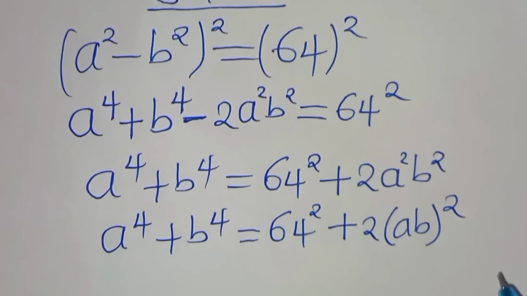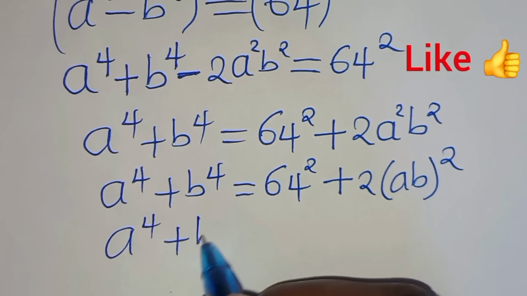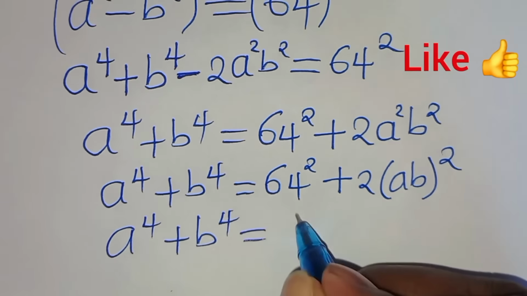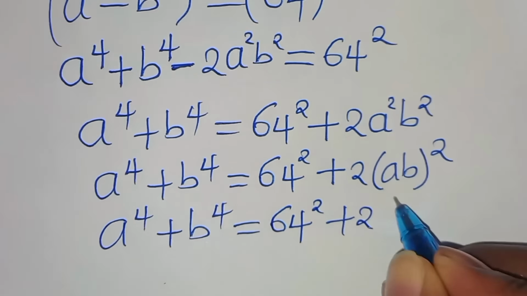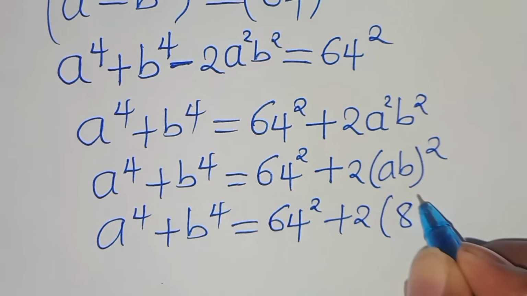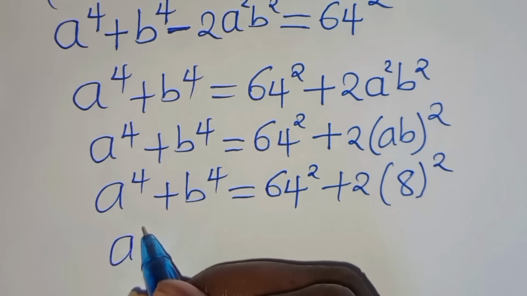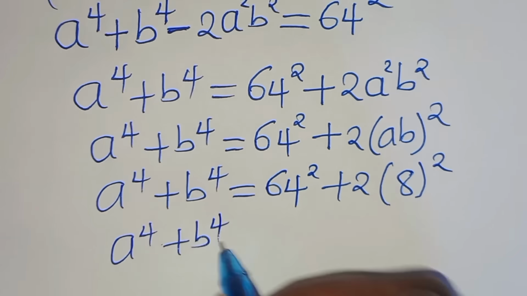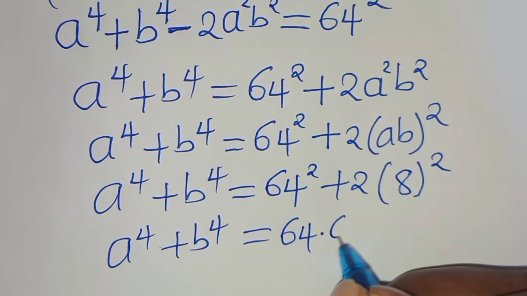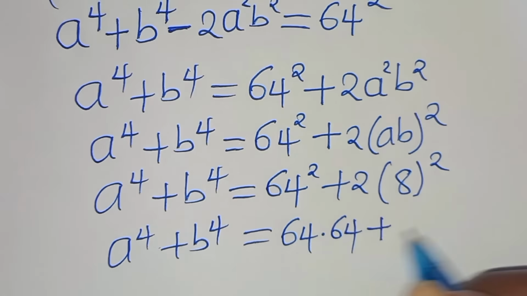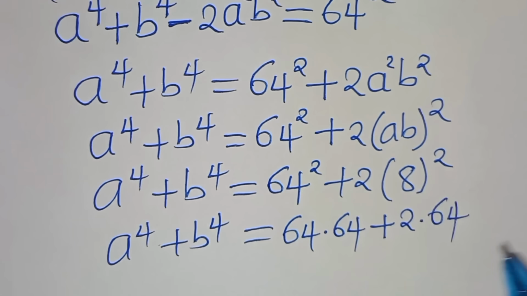This is equal to 8, so let's substitute 8 here. So we have a to the power of 4 plus b to the power of 4 equal to 64 squared plus 2 into the parentheses 8 raised to the power of 2. So here, a to the power of 4 plus b to the power of 4 is equal to 64, the same thing as 64 times 64, then plus 2 times 8 squared, which is 64.